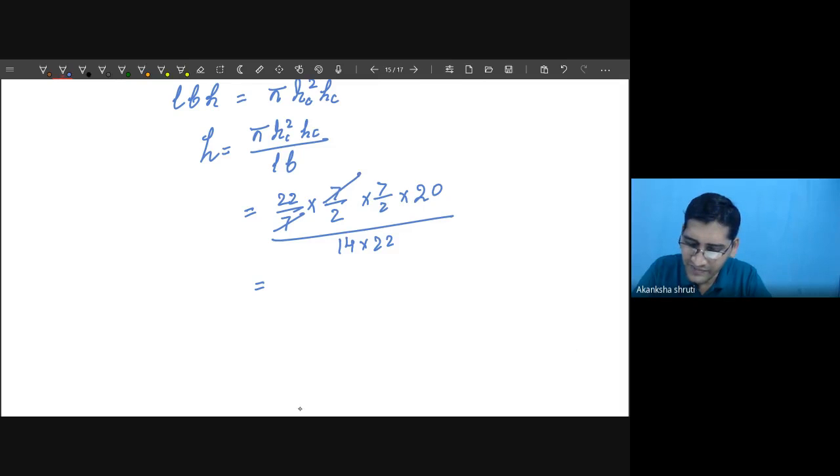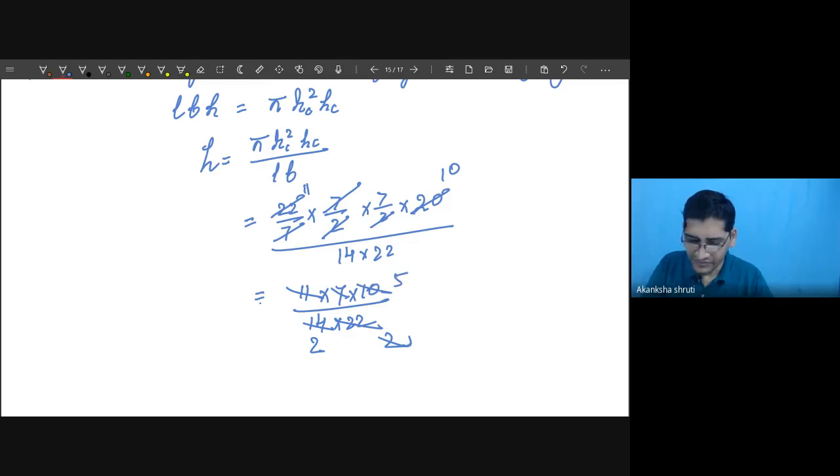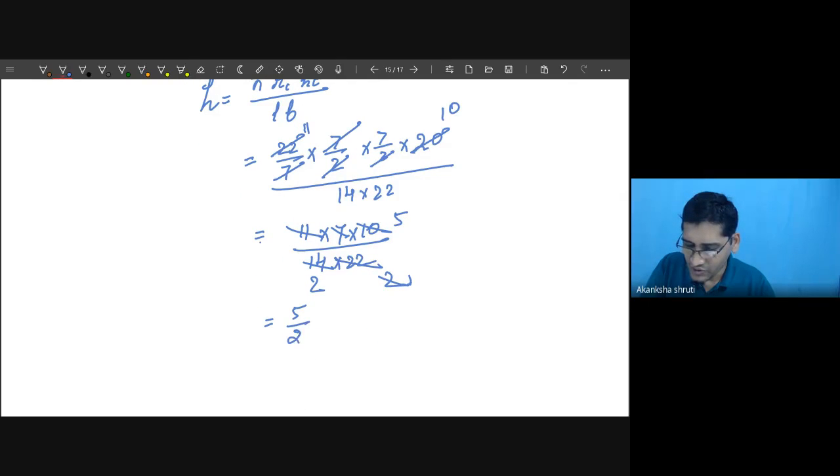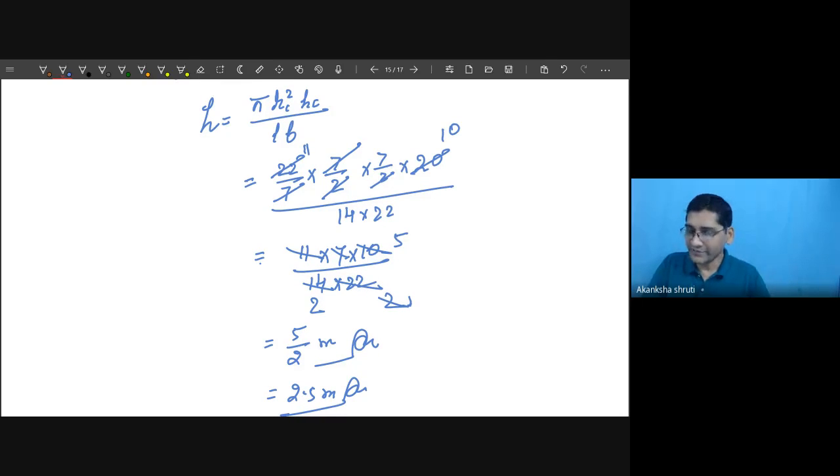So let me cancel this 7 and this 2 with this 11. So it is like 11 into this 2 with this 10 into 7 into 10, and in the denominator it is our 14 into 22. We may cancel this 2 times, and this 7 also 2 times. Now one of these two can be cancelled with this 5, so it remains 5/2 meter. This is the answer, or 2.5 meter. So the height of the rectangular field that will rise because of the collection of earth is 2.5 meter.